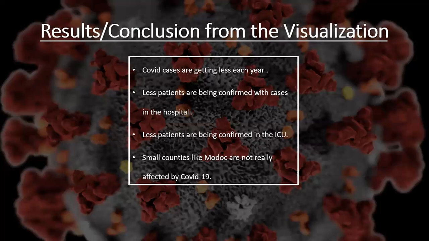The results from the visualization tell us that the COVID cases are getting less each year because of new medicines and vaccines. This is a good sign that COVID is getting more under control. Fewer patients are being confirmed with COVID cases in the hospital each year. This is showing us that COVID is becoming less serious in the hospitals. Fewer patients are being confirmed in the ICU with COVID each year.